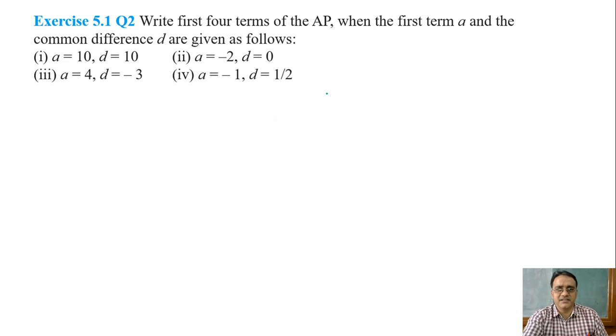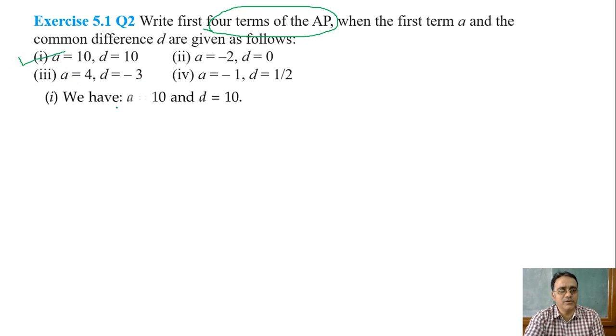A and D is given. Okay. Arithmetic progression का first term और common difference दिया हुआ है. And we need to find the first 4 terms of an AP. Okay, so let us start with the first question, that is a is equals to 10 and d is equals to 10.